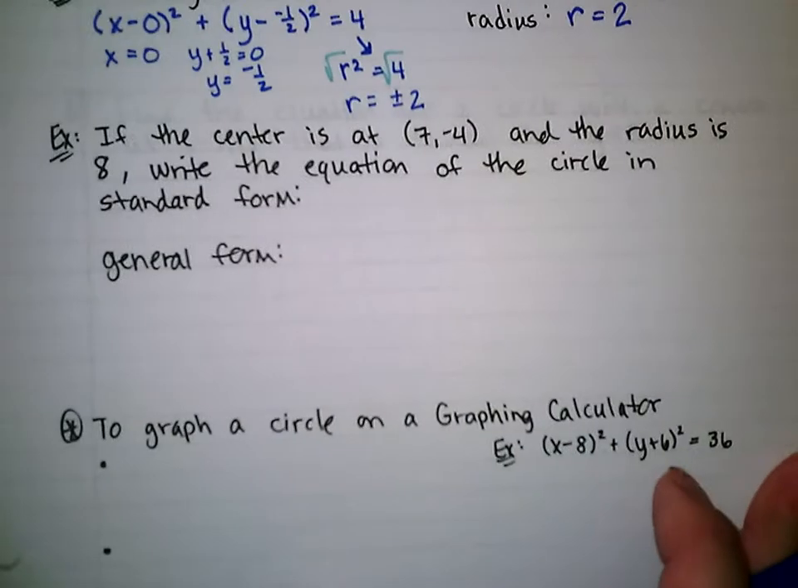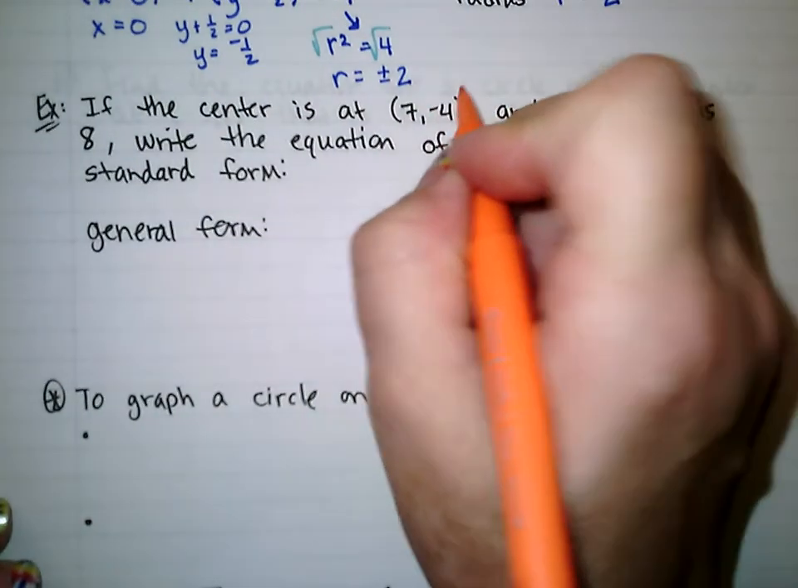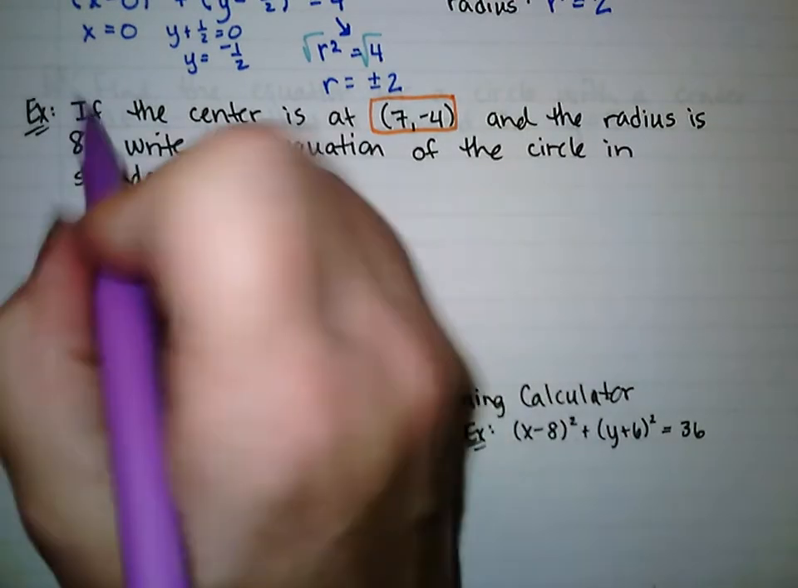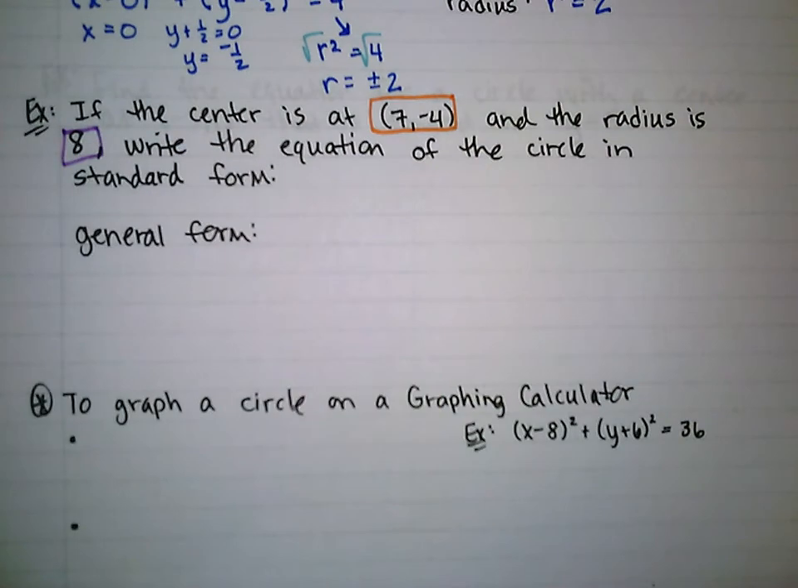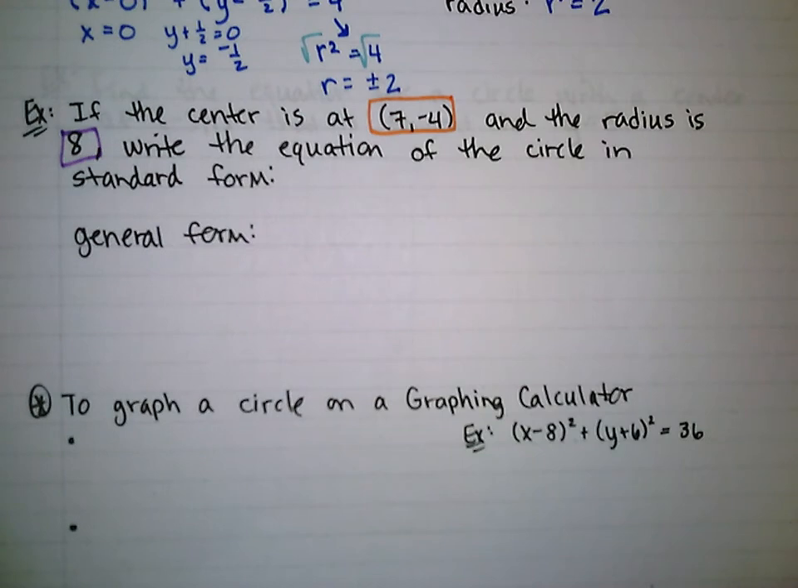Okay, now we're going to go the other direction. I'm going to tell you the center, and we're going to put it in standard form. So we've got our center here. This is our (h, k), and we've got our radius of 8. That's the r in the formula. So for the standard form equation of the circle, we're going to do (x minus the x coordinate of the center) squared plus (y minus the y coordinate of the center) squared equals the radius squared.